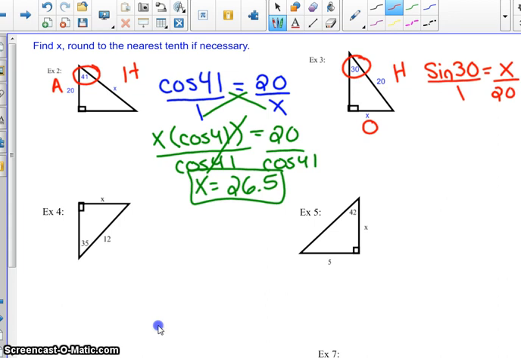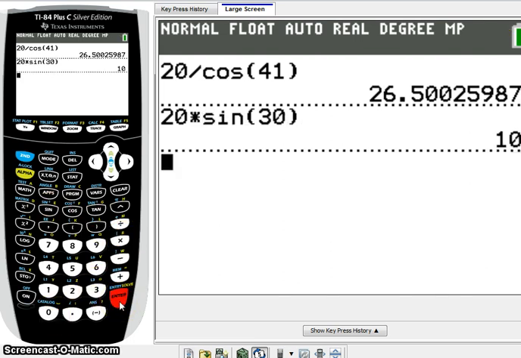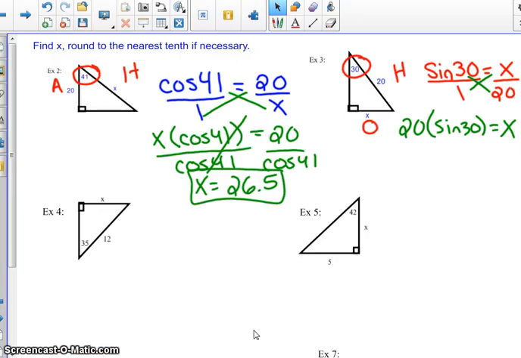Alright. So once we're set up, let's do our cross multiply. Okay. 20 times sine 30 equals, well, 1 times x is just x. So this is nice. X is alone. 20 times sine 30. And we get 10. So x should equal 10.